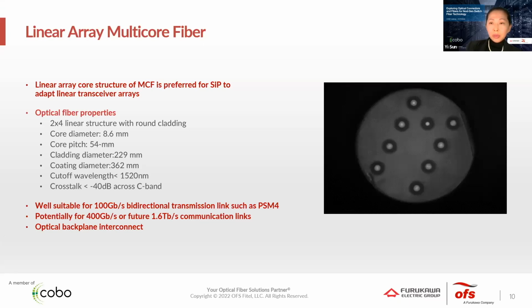This is well suited for 100 gigabits per second bidirectional transmission using something like PSM4, and has potential for 400 gigabits per second and future 1.6 terabit communication links. I'd also point out for the circular design fiber, where the cores are arranged in a circle, there are also techniques to convert the circular to linear, to fit a linear array of a transceiver.